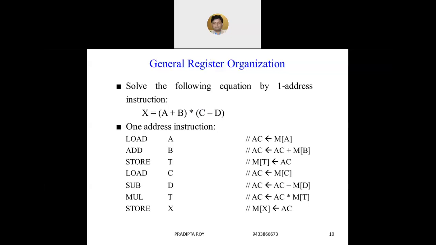Again, the same thing can be followed to find out the result of the subtraction part. After that, the result of the subtraction is found in the accumulator. Then the content of that accumulator, which is the result of C minus D, can be multiplied with the content of the T memory location, and eventually we will find the result, which is initially stored in the accumulator.